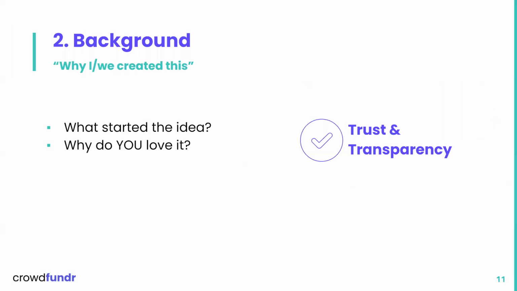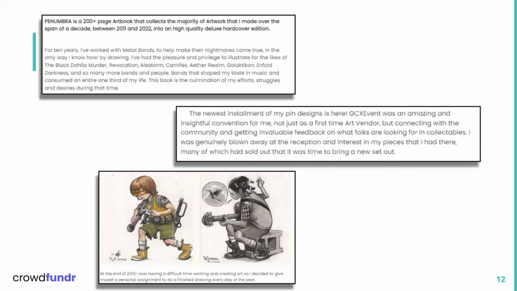Number two is the background of your campaign, why you created this. So this is great for trust and transparency. This helps your readers understand why you did this campaign and why maybe they should back it. So what started the idea? Why do you love it? So you being the creator, why do you love the idea? And write that in the frame of trust and transparency to help them understand why they might love it. So here is a couple of examples.